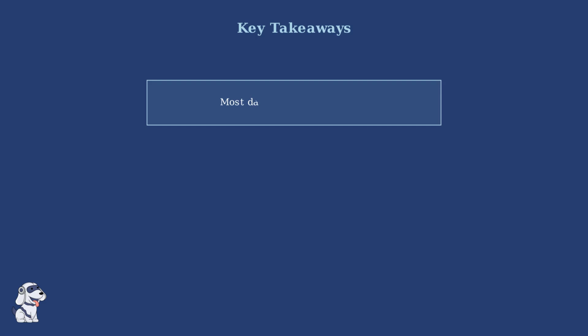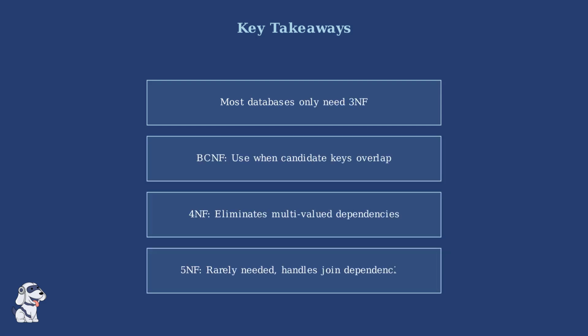Here are the key takeaways about higher normal forms. Most databases only need third normal form. BCNF is used when you have overlapping candidate keys. Fourth normal form handles multi-valued dependencies. Fifth normal form is rarely needed but addresses complex join dependencies. Remember, higher normalization isn't always better. It depends on your specific requirements.